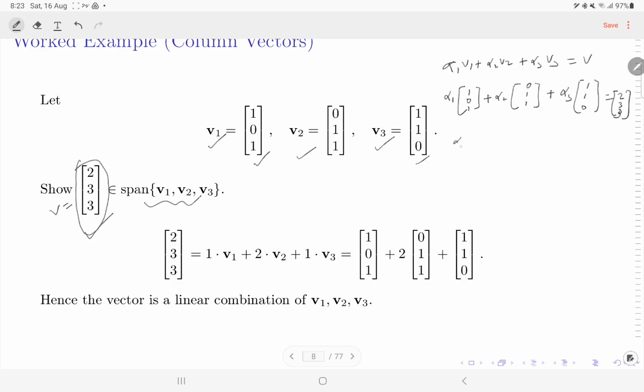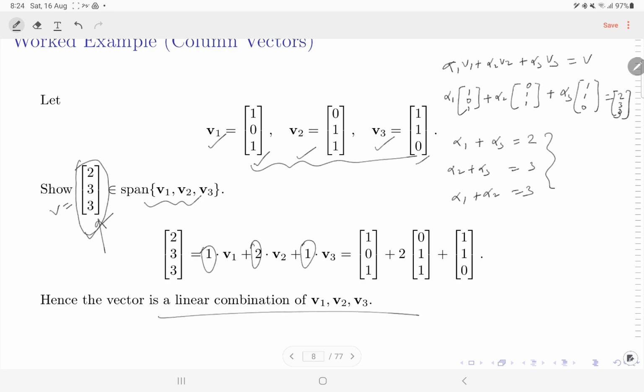Now when you solve this, alpha 1 plus alpha 3 will be 2, alpha 2 plus alpha 3 will be 3, and alpha 1 plus alpha 2 equal to 3. When you solve this, you will get alpha 1 equal to 1, alpha 2 equal to 2, and alpha 3 equal to again 1. That means your given vector is a linear combination of the given vectors v1, v2, v3. Hence the vector is a linear combination of v1, v2, v3. Just solve this equation, you will get alpha 1, alpha 2, alpha 3.